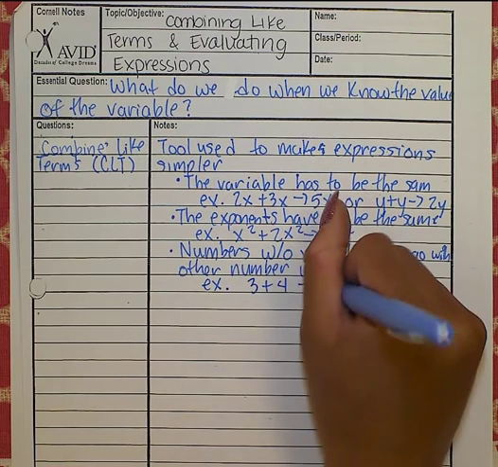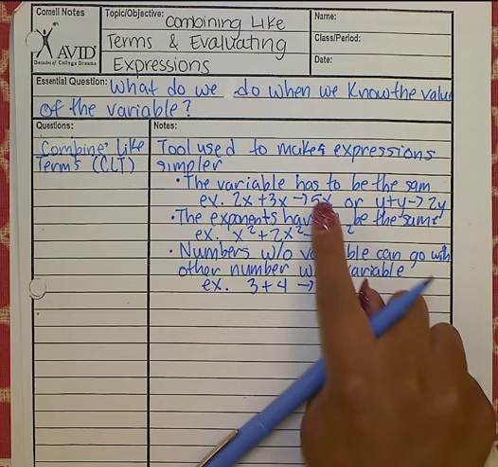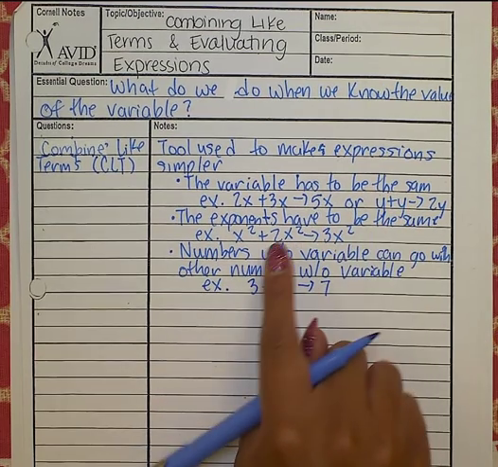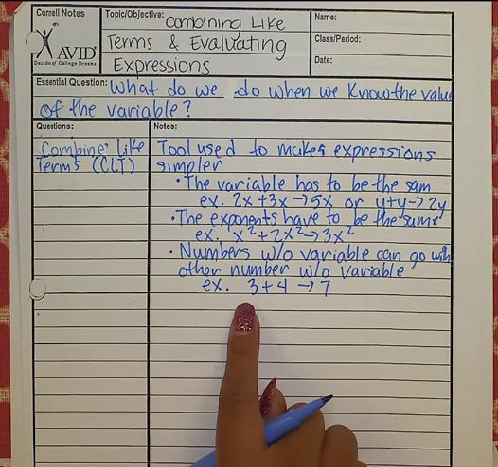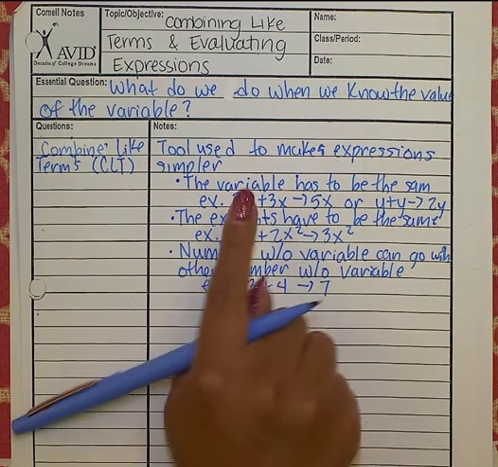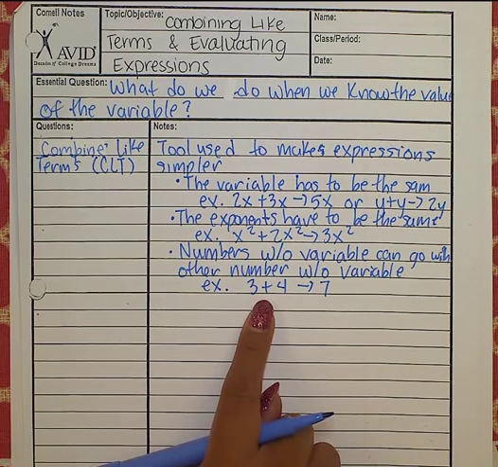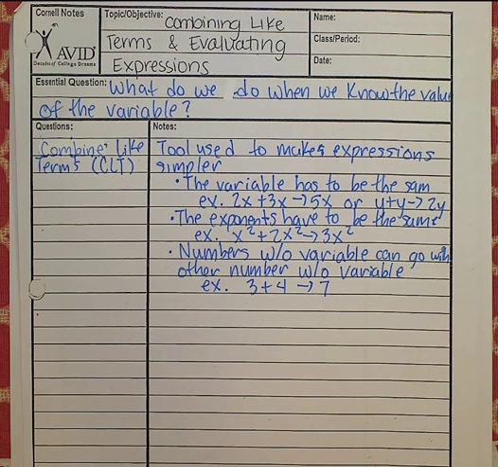So remember, x's can only be combined with other x's, y's can be combined with other y's, and they have to have the same exponent. X squares can combine with other x squares. Numbers can be combined with other numbers. You cannot interchange these. You cannot combine a 2x with an x squared or an x squared with a number. That's not possible.